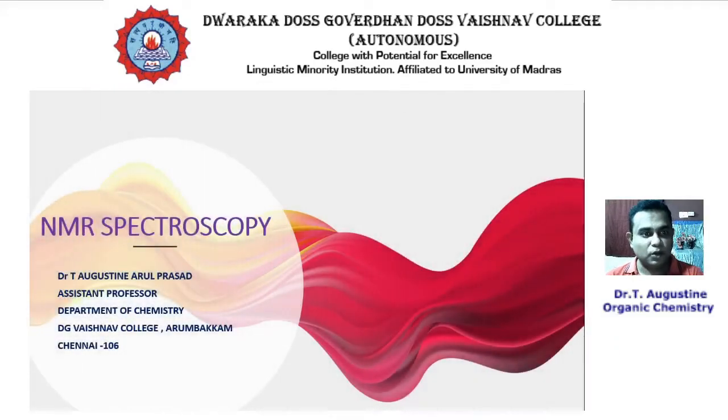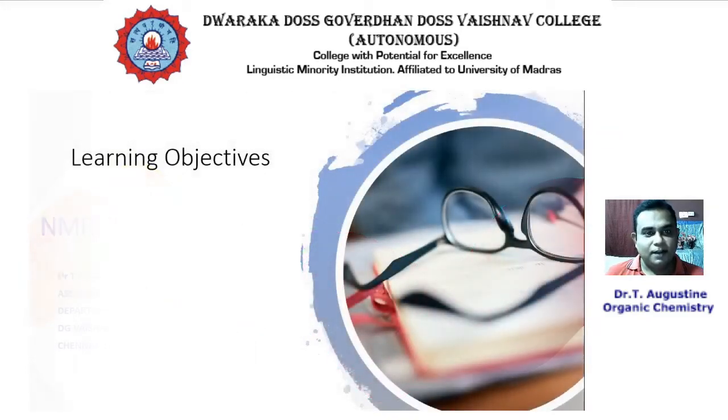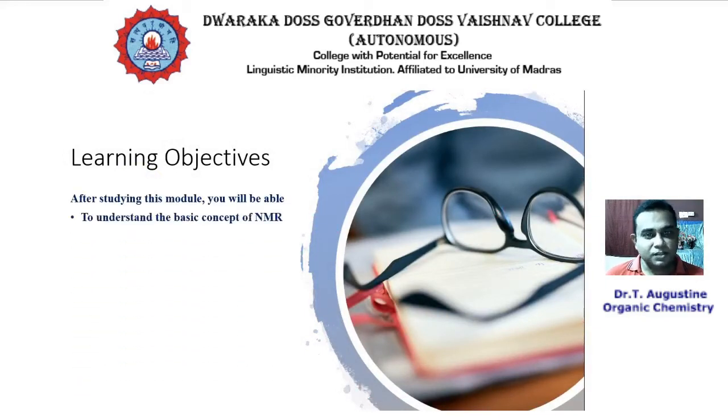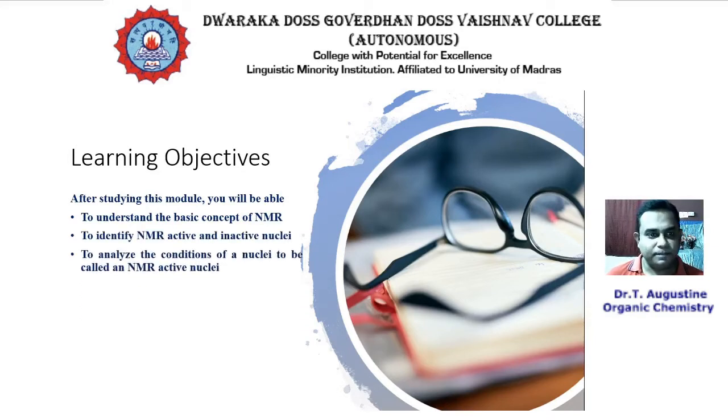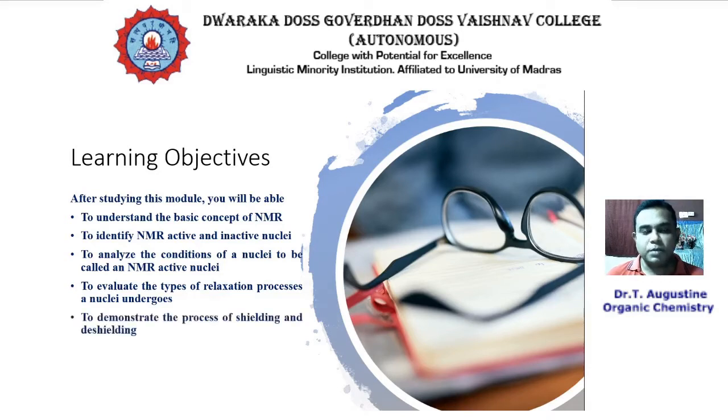Welcome to this course on NMR spectroscopy. On completion of this module, you will be able to understand the basic concept of NMR, to identify NMR active and inactive nuclei, to analyze the conditions of a nuclei to be called an NMR active nuclei, to evaluate the types of relaxation processes a nuclei undergoes, to demonstrate the process of shielding and deshielding.